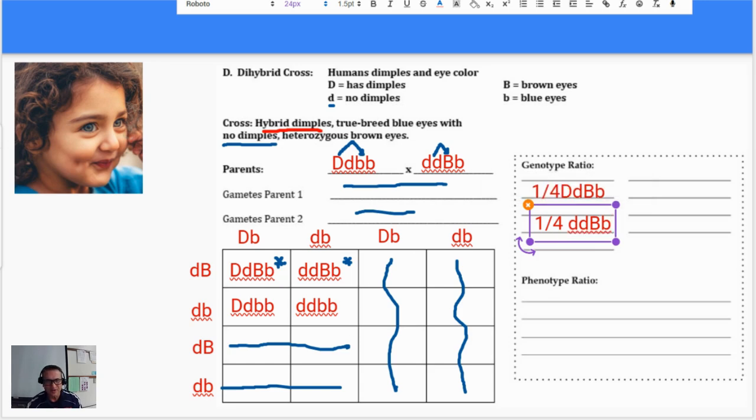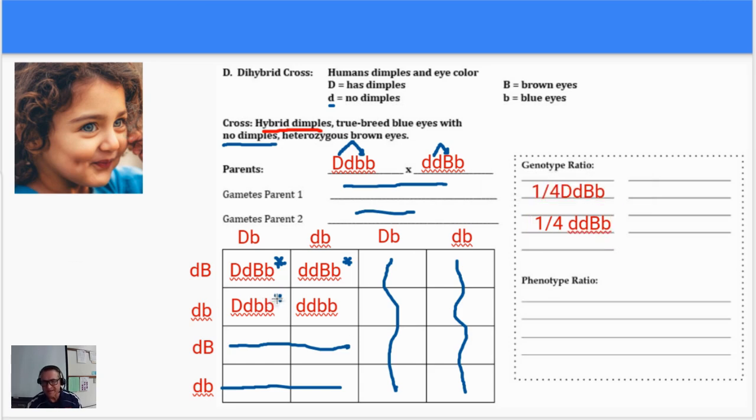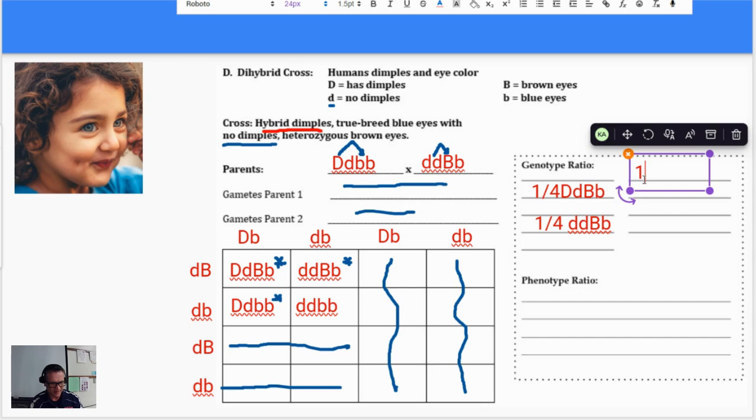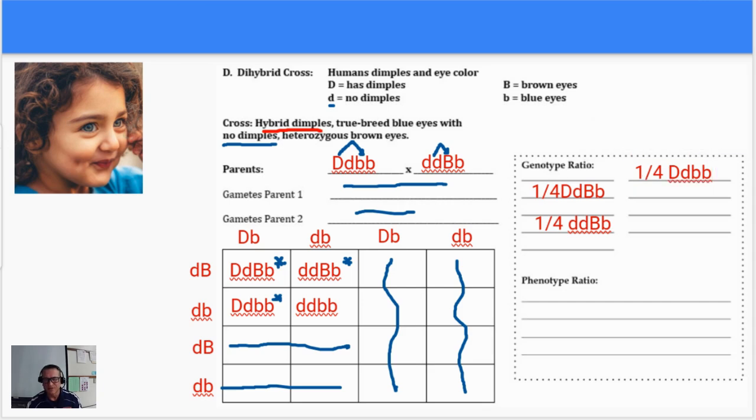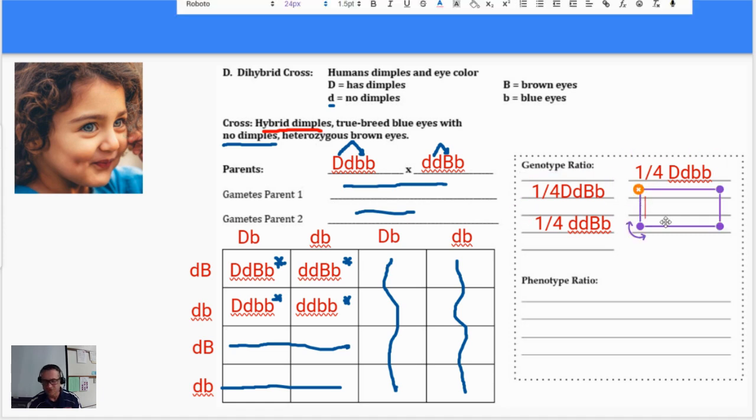And then we do the next one. This one. How many of them are big D, little d, little b, little b? I only see 1 out of 4. So they're all going to be 1 out of 4. So 1 out of 4 is going to be big D, little d, little b, little b. And then the last one is right here. There's only one of these. Little d, little d, little b, little b. Homozygous recessive in both. And it's 1 out of 4 have that genotype.